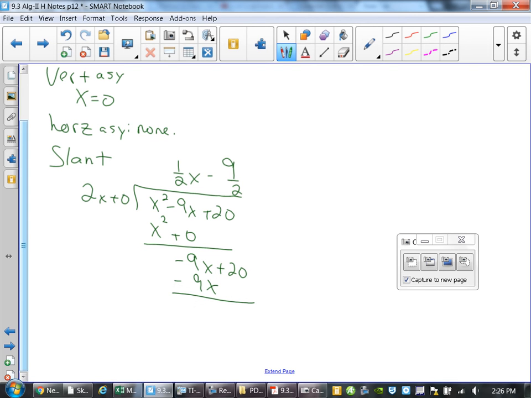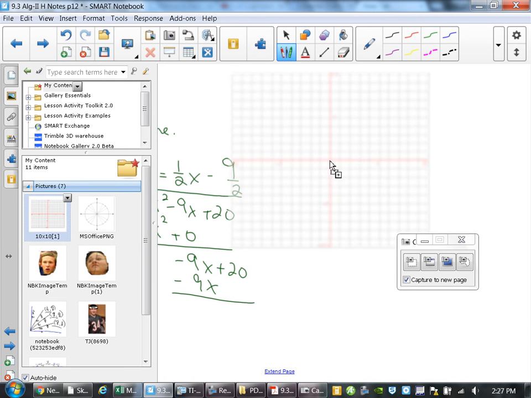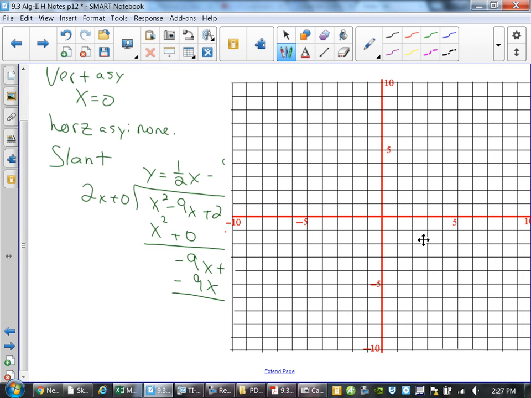And I really don't care about the remainder because it has no bearing into the problem. So now we have the equation of the slant asymptote. Remember, that's a y equals, so it's a good old-fashioned y equals mx plus b. And we go through our graph. Vertical asymptote was at 0. The next one was at y equals 1/2 x minus 9/2. So I start at negative 4.5 and I go up 1 over 2.